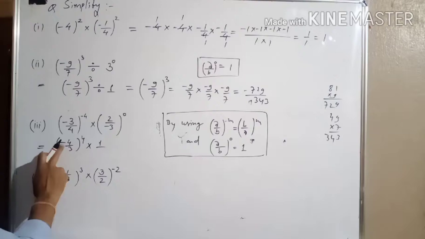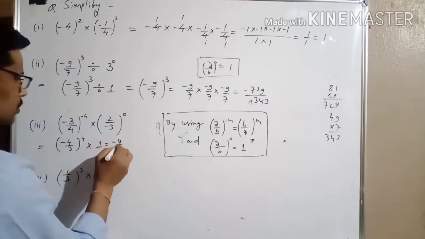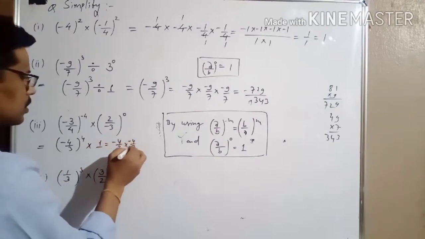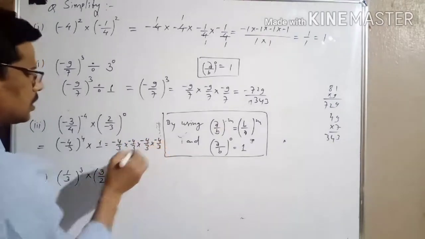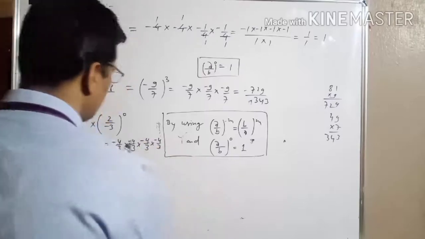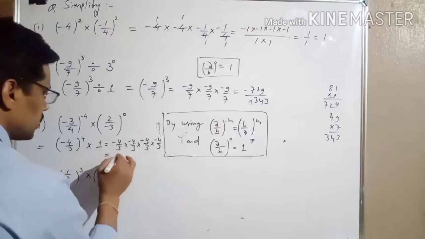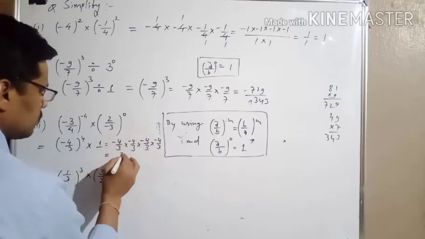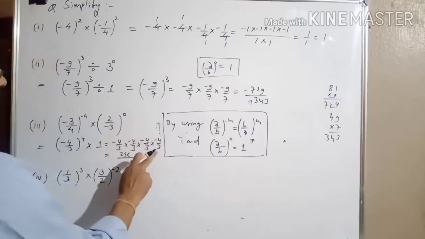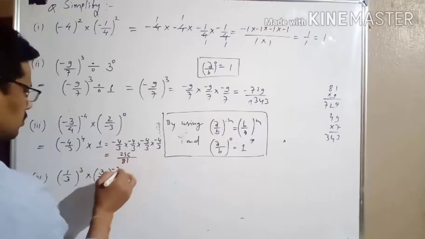Now minus 4 upon 3 power 4. How many times do you write this 4 upon 3? 4 times. So we can write minus 4 upon 3 into minus 4 upon 3 into minus 4 upon 3 into minus 4 upon 3. Now you can multiply. 4 fours are 16, 16 fours are 64, 64 fours are 256, and the signs are all plus. Here we get 256. In the denominator, 3 threes are 9, 9 threes are 27, 27 threes are 81. This is your required answer.